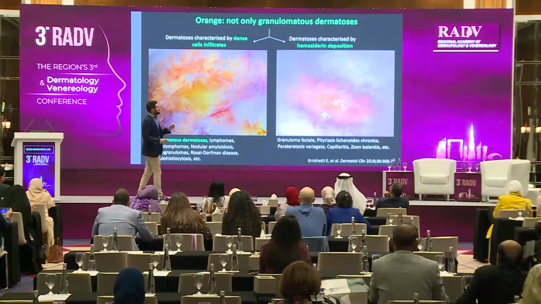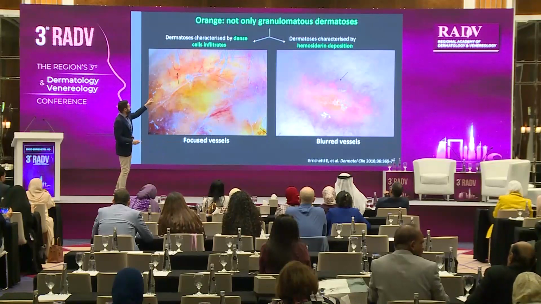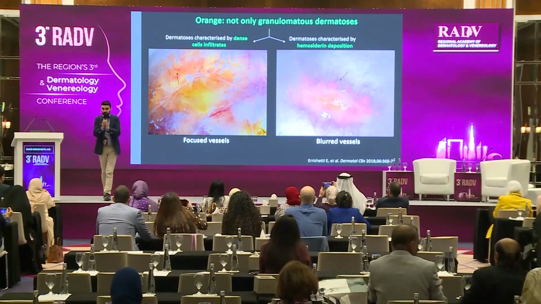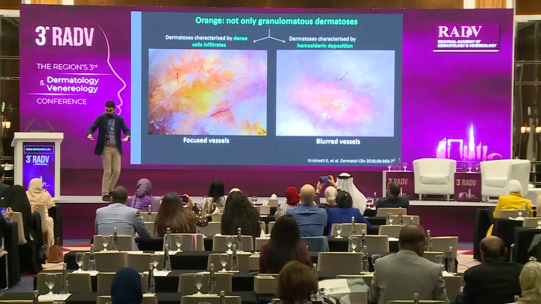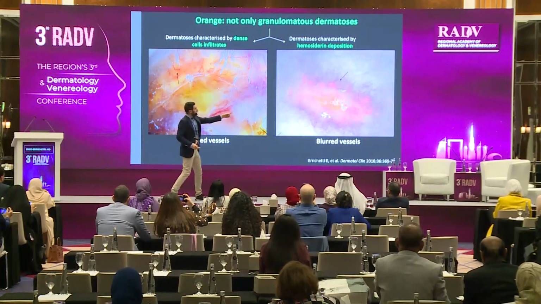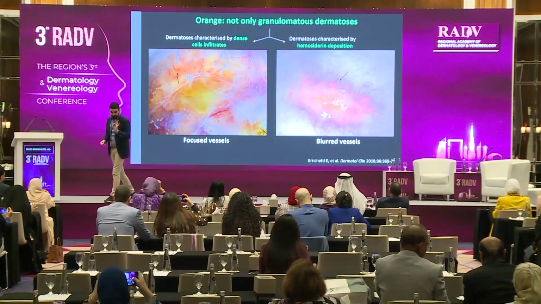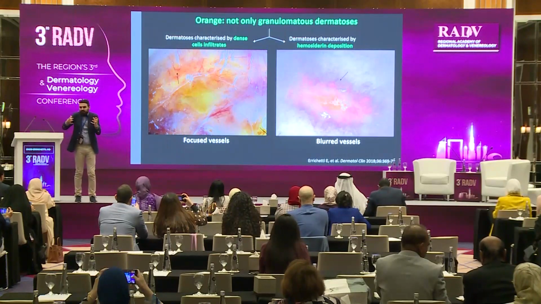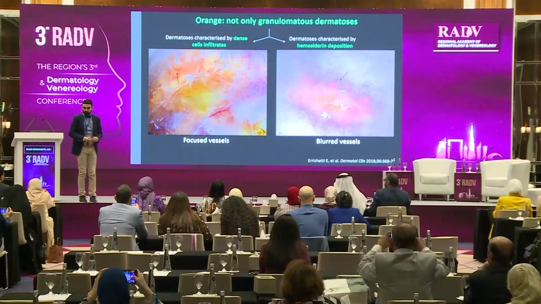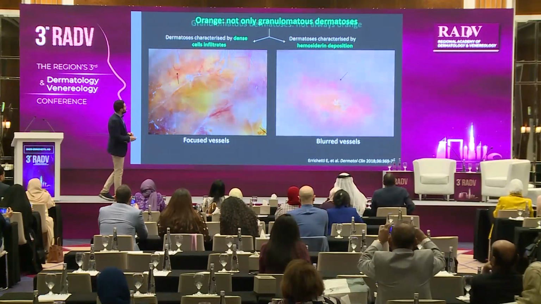But the difference is in the vessels. In the first group, the vessels are very focused, because the infiltrate pushes the vessels upwards. In the second group, the vessels are blurred, okay? This is the difference. This is very important, because we don't have a very compact cellular infiltrate in those dermatitis, okay?